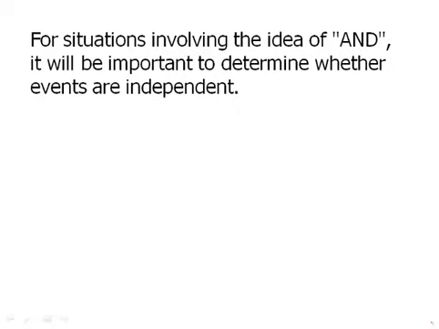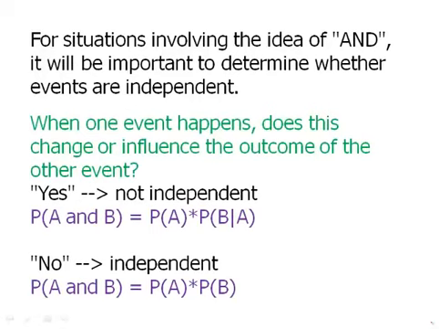For situations involving the idea of and, it will be important to determine whether the events are independent. Let's review this. The crucial question here is: when one event happens, does this change or influence the outcome of the other event? Another way to say this is, knowing how one event turns out, does that give us any information at all about how the other event would turn out? If the answer is yes, then it's not independent, and we have to use conditional probabilities. If the answer is no, if one event truly does not influence the other at all, then the events are independent, and then we can use the very simple and rule.